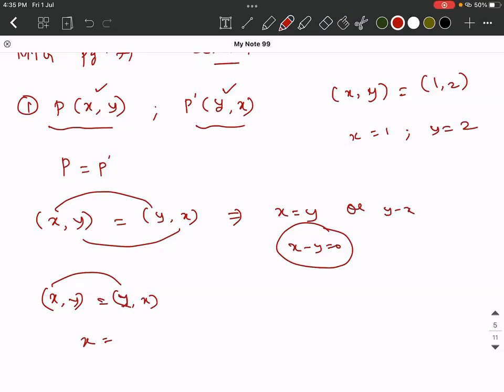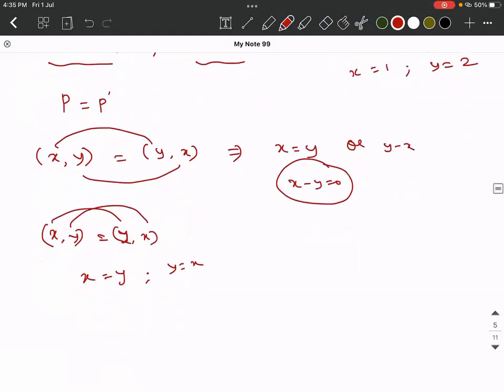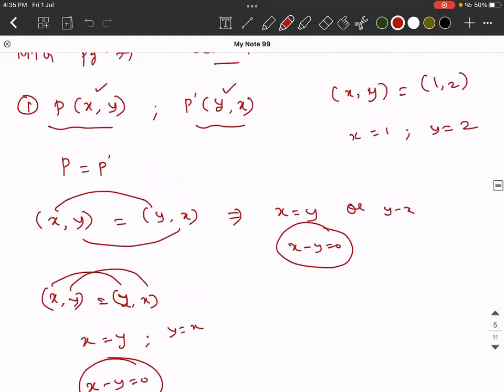Look at this problem. X is equal to y and y is equal to x. If x is equal to y, then x minus y is equal to 0, is it not? That's it. So that's what they're expecting. So when two ordered pairs are equal, you should compare the x coefficients, you should compare the y coefficients.